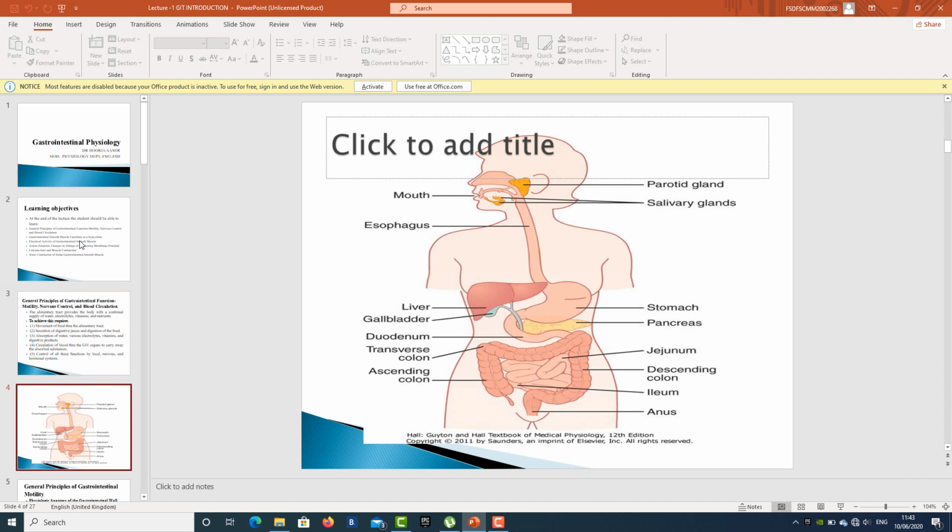Now look at this diagram. You see the whole digestive tract, the whole gastrointestinal tract starting from mouth till the anus. And this is actually the tract in which there is ingestion, digestion, secretion, absorption, and excretion. They all are taking place.